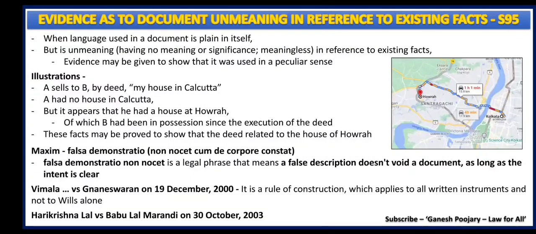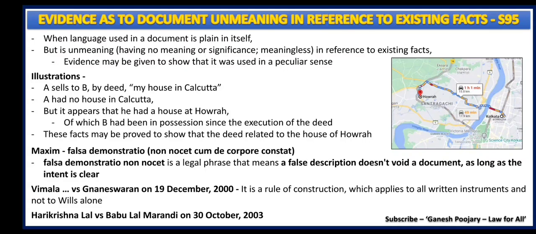Section 95 discusses evidence as to document unmeaning in reference to existing facts. Here the section says, when language used in a document is plain in itself but is unmeaning in reference to existing facts, evidence may be given to show that it was used in a peculiar sense. They have unnecessarily made this section difficult by using the word unmeaning. What is the meaning of the term unmeaning? It means having no meaning or having no significance or meaningless. That is the meaning of unmeaning.